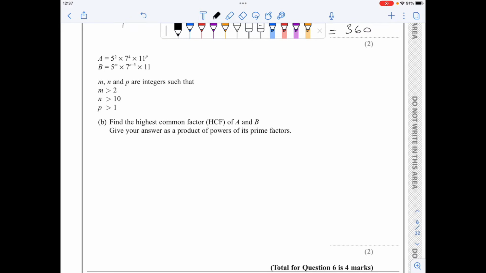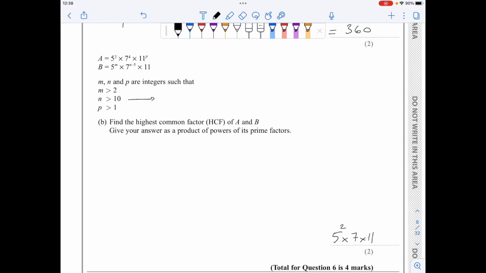In part B, I need to find the highest common factor of A and B. I note that A and B have 5, 7, and 11. So 5 times 7 times 11. And then I need to find the correct powers, and this will be the lower power for each base. For 5, I have 2 and m, but m is bigger than 2, so I'm going to take the smallest, which is 2. For 7, I have a 4 and n minus 5.